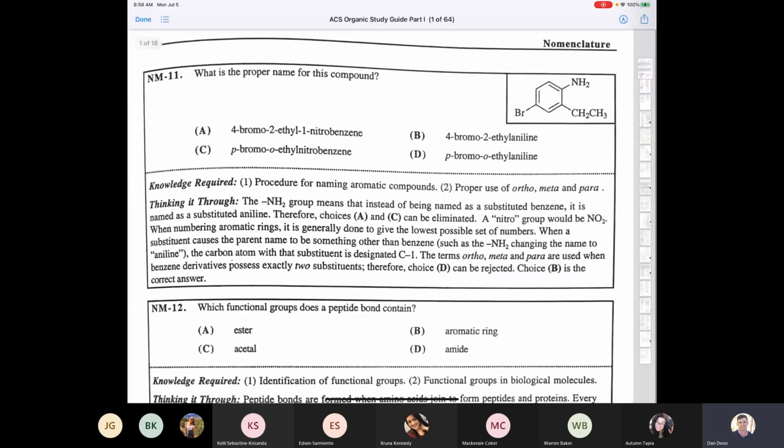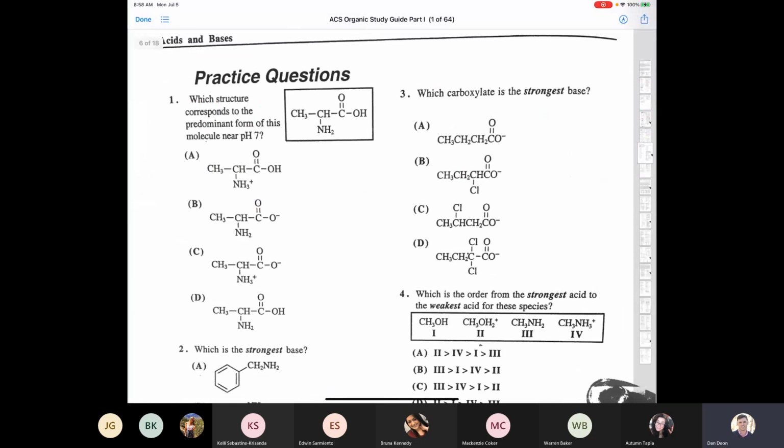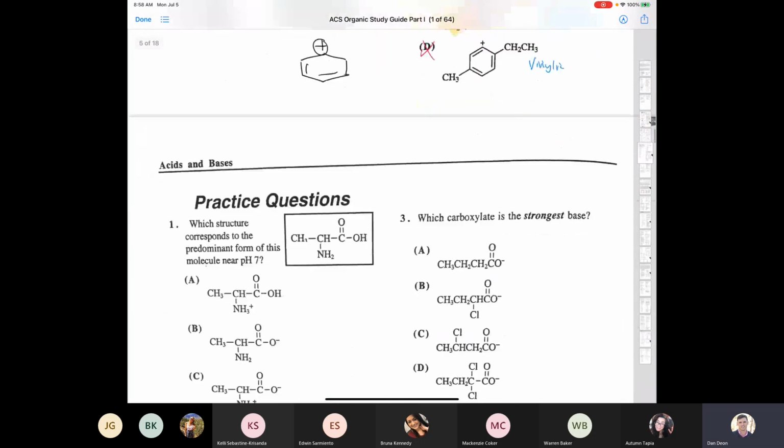Let's go back here and see if I can find it again through all my scribbles here. Where is it?